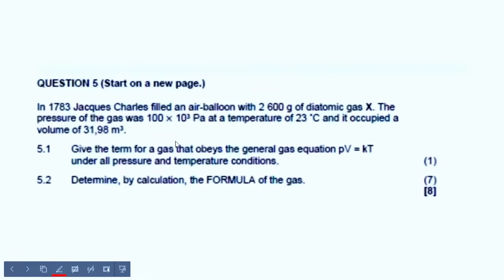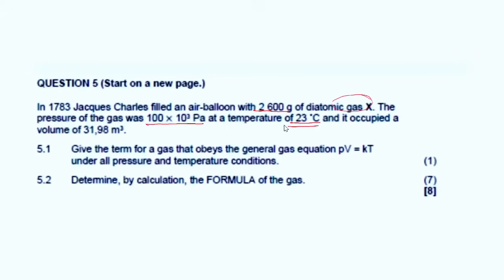So, okay, now let's go to question 5. It says in 1783, Jacques Charles filled an air balloon with 2,600 grams of diatomic gas X. So this is a diatomic gas that we don't know of. Then the pressure of the gas was 100 times 10 to the exponent of 3 pascals. So this is given in pascals, at a temperature of 23 degrees Celsius.